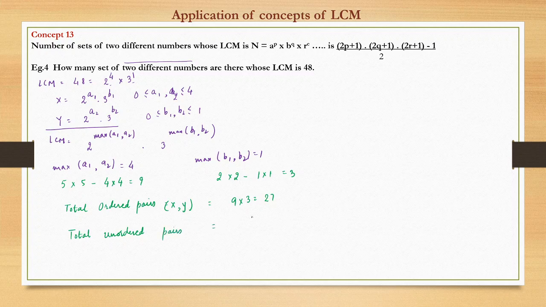unordered pairs will be what? (27 minus 1) by 2 plus 1, that is 14, right? So this way we can do it, and the question says how many sets of two different numbers. So two different numbers means we are not differentiating between x and y. I mean 1, 48 and 48, 1 is the same. That is simply unordered pairs. That is called unordered pairs. So here 14 would be the answer.